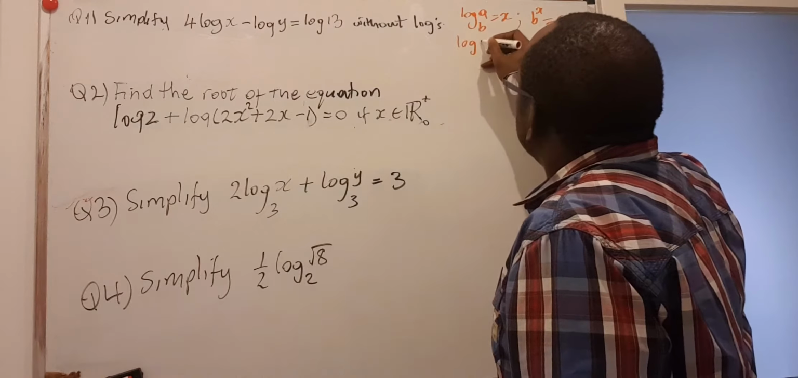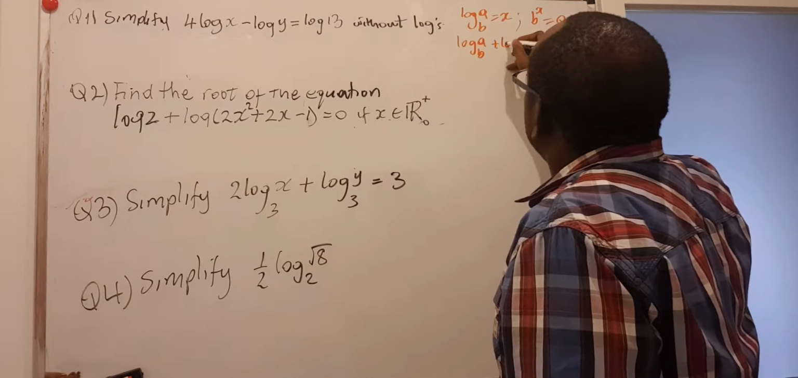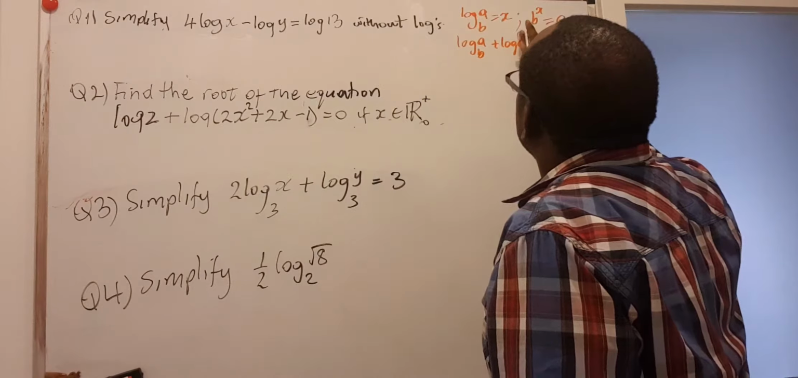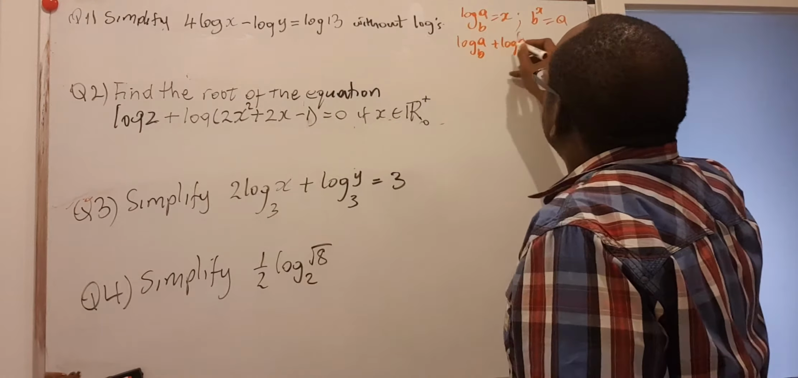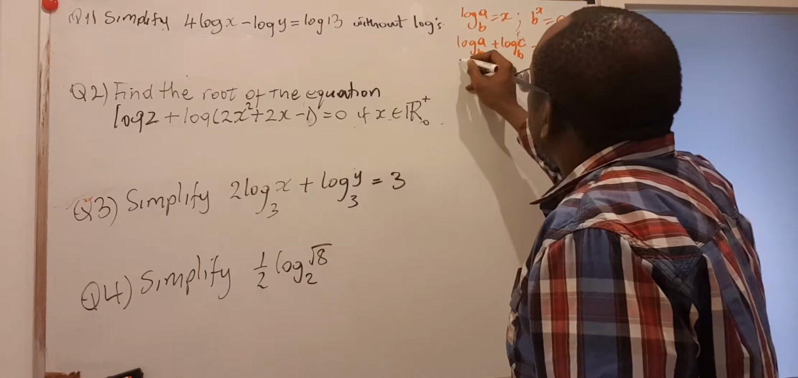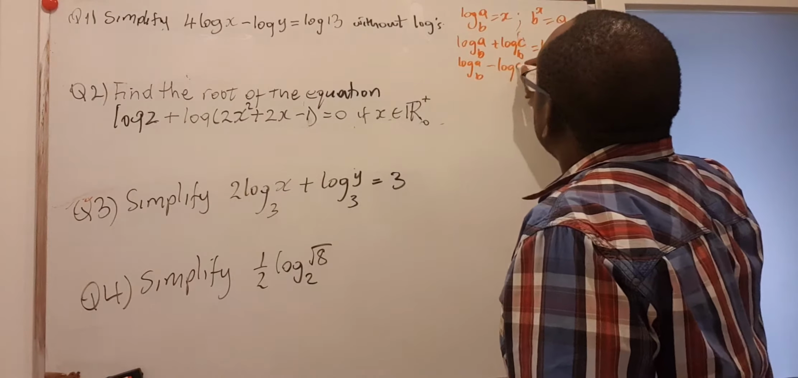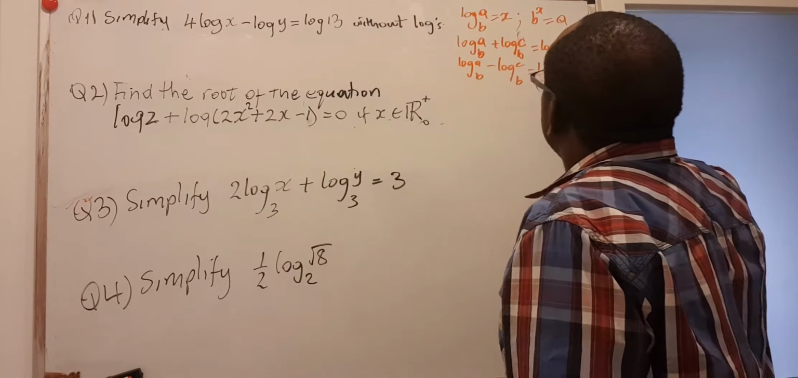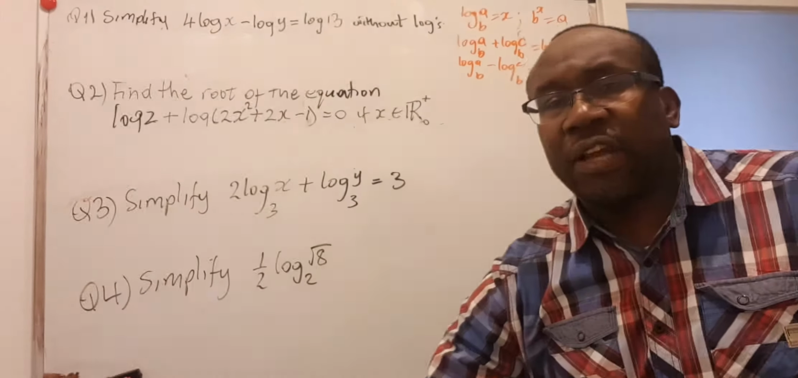There's also a property that is good to know. If I have a log of a to the base b plus a log of c to the base b, then it is log of the product of these two, a multiplied by c, to the base b. If I have the log of a to the base b minus the log of c to the base b, then it's the log of their ratio, a divided by c, to the base b. These are some of the things that you should keep in mind.